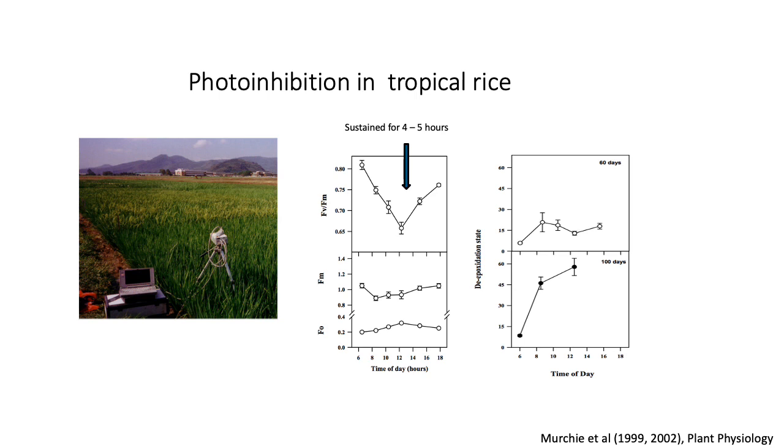So many years ago we measured photoinhibition in tropical rice. Again, this was in Erie, in the field in the dry season on clear days, and we see a sustained reduction in dark adapted Fv/Fm, which lasts for several hours during the day. And this is a sign that chronic photoinhibition is occurring in these plants, and this is associated with a large increase in the deepoxidation state of the xanthophyll cycle, which is a photoprotective mechanism in all plants.